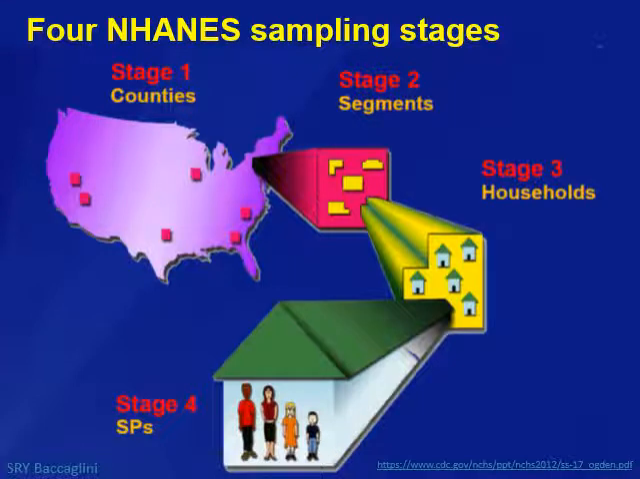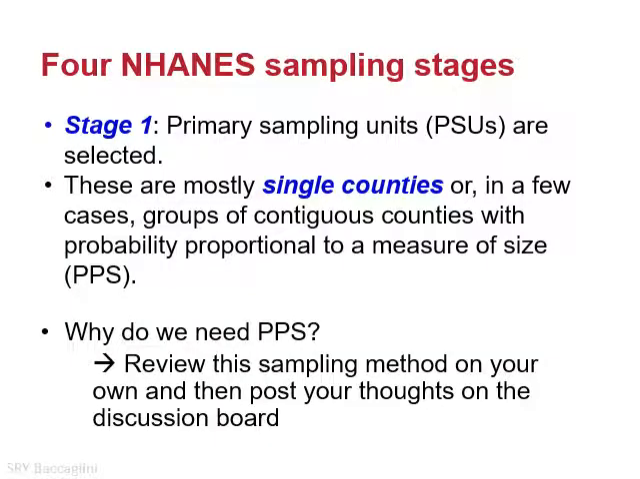And here you can see a graphical representation where we start with some counties in stage 1, then look at segments in stage 2, households in stage 3, and finally certain individuals within the household in stage 4. So in stage 1, these are primary sampling units, and these will be critical because the primary sampling unit will be the one that will be driving the analysis. We will not actually need to worry so much about the other stages. So this will be the most critical stage.